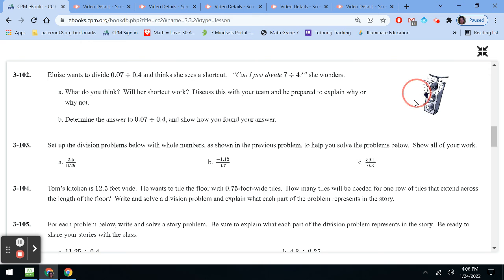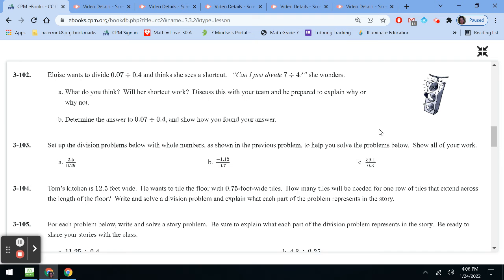So when we see this stoplight right here, this icon, this diagram, it's a clue that my friend Eloise right here has made a mistake. And it's a common mistake. It's one that a lot of students make. And so we need to recognize it and we need to help her out and figure out what to do differently so that we don't make the same mistake.